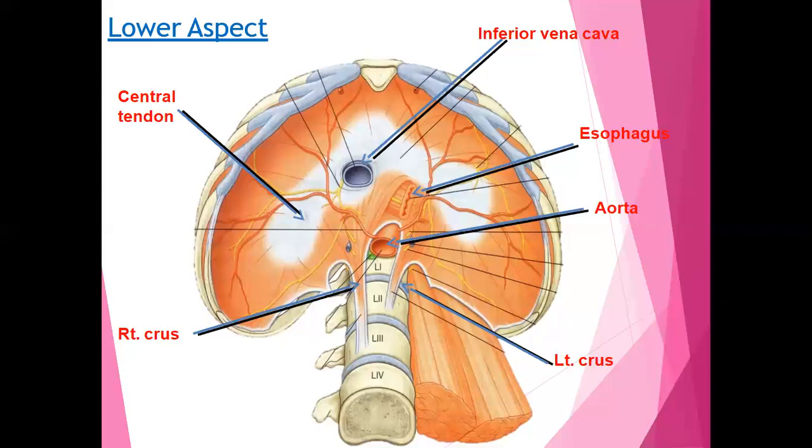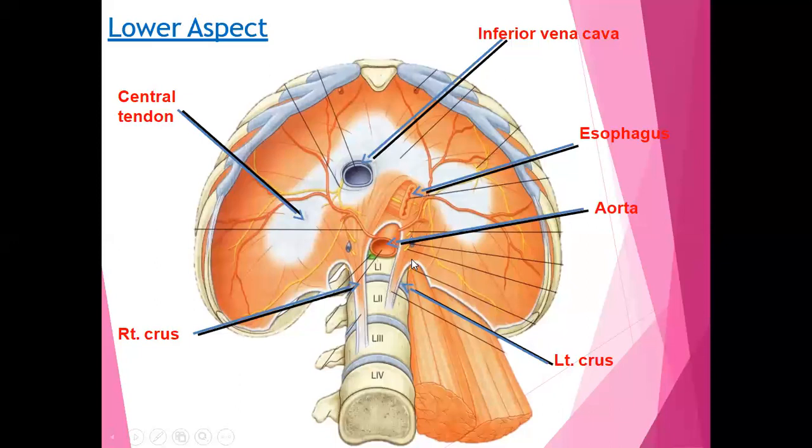So it is the partition between the abdominal cavity and the thoracic cavity. It is musculotendinous: you see the muscle here at the periphery, and in the center we have this white structure, that is the tendon.